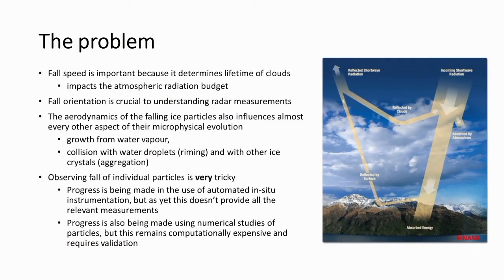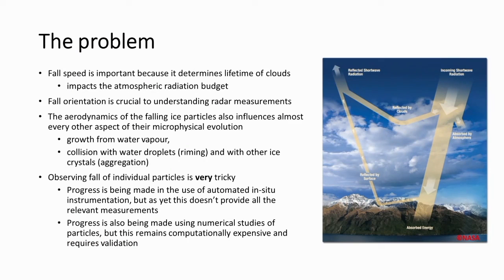So for instance, the fall speed of ice crystals is really important because it determines the lifetime of clouds. This in turn has a huge impact upon the Earth's atmospheric radiation budget. Now this process is represented quite prominently in climate modelling, and therefore it's a major source of uncertainty when using our climate models. But it's not just fall speed that we're interested in.